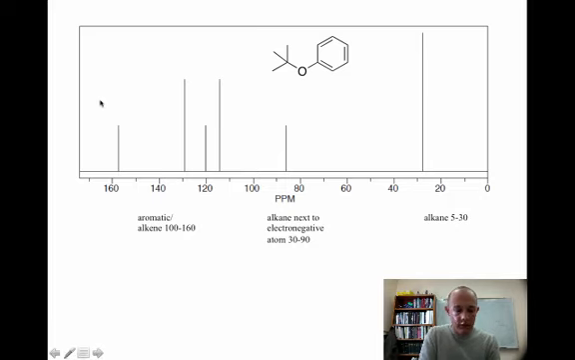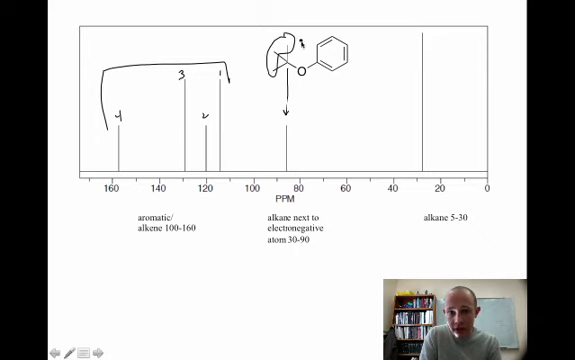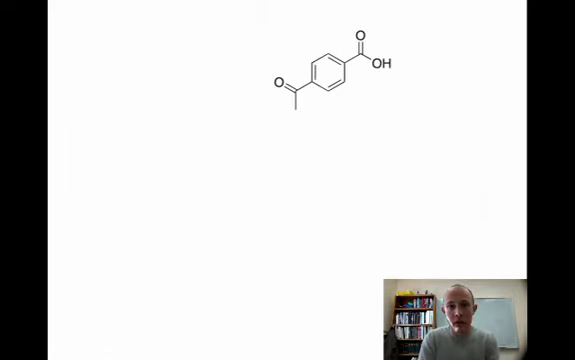Notice we have 1, 2, 3, 4 aromatic peaks. Then we have this carbon next to an electronegative atom, right? And then we have these, which are chemically equivalent, which are corresponding to this peak. Okay, one more example.